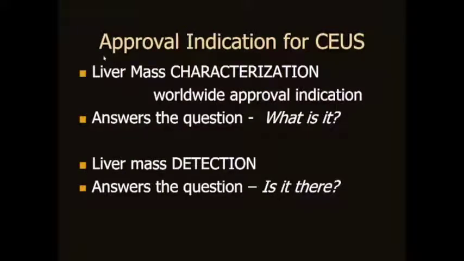So the approval indication for contrast-enhanced ultrasound is liver mass characterization, and this has been the worldwide approval indication. And so this answers the question, what is it? Additionally, there is another question about liver mass detection, which answers the question, is it there? And so, of course, we're going to focus on the first of these, although it is inevitable that we will improve our detection of liver masses as well.